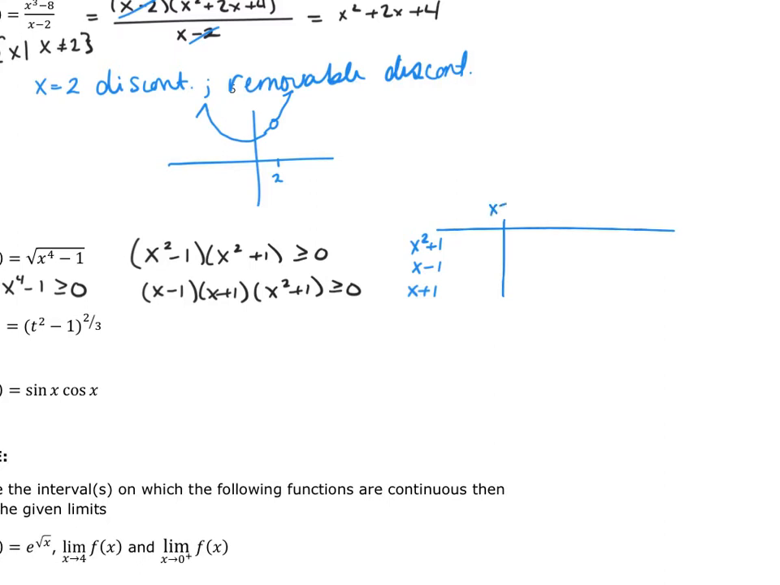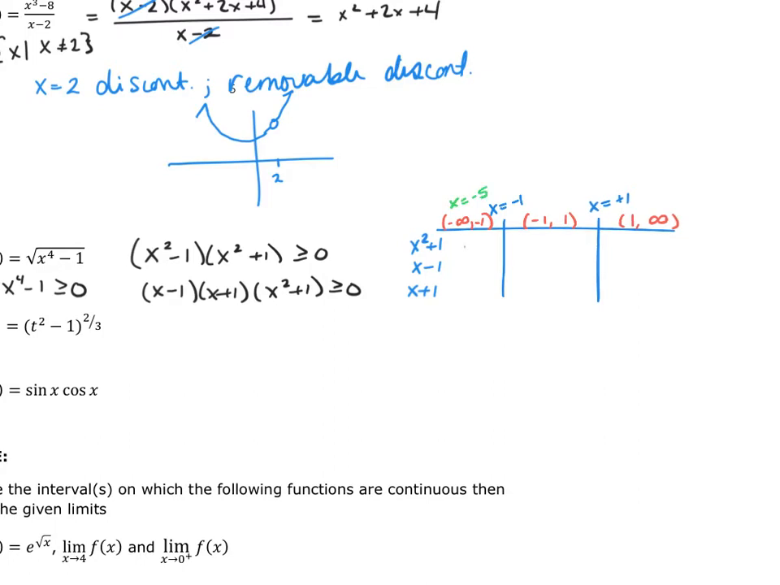Our first interval is at x equals negative 1. The second is x equals positive 1. So the intervals are from negative infinity to negative 1, negative 1 to 1, and then from 1 to infinity. I'm going to choose something in the first region, say x equals negative 5.